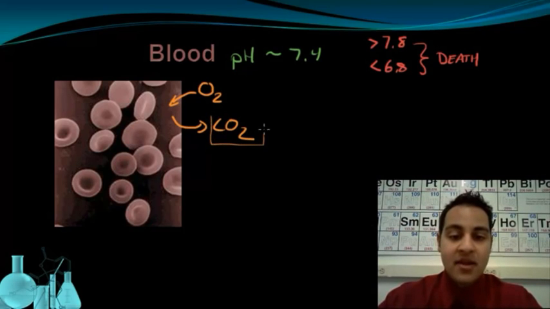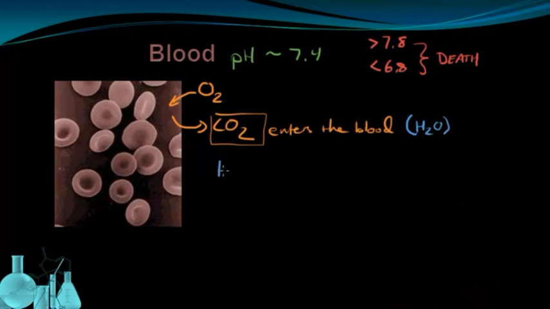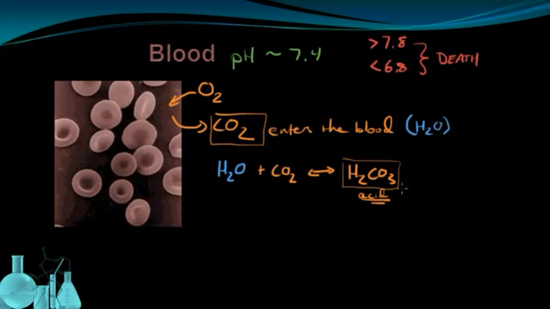And this carbon dioxide enters the blood. And your blood contains water. And the water that's present in your blood can react with the carbon dioxide in very small amounts to produce H2CO3, carbonic acid. And as its name implies, carbonic acid is an acid.